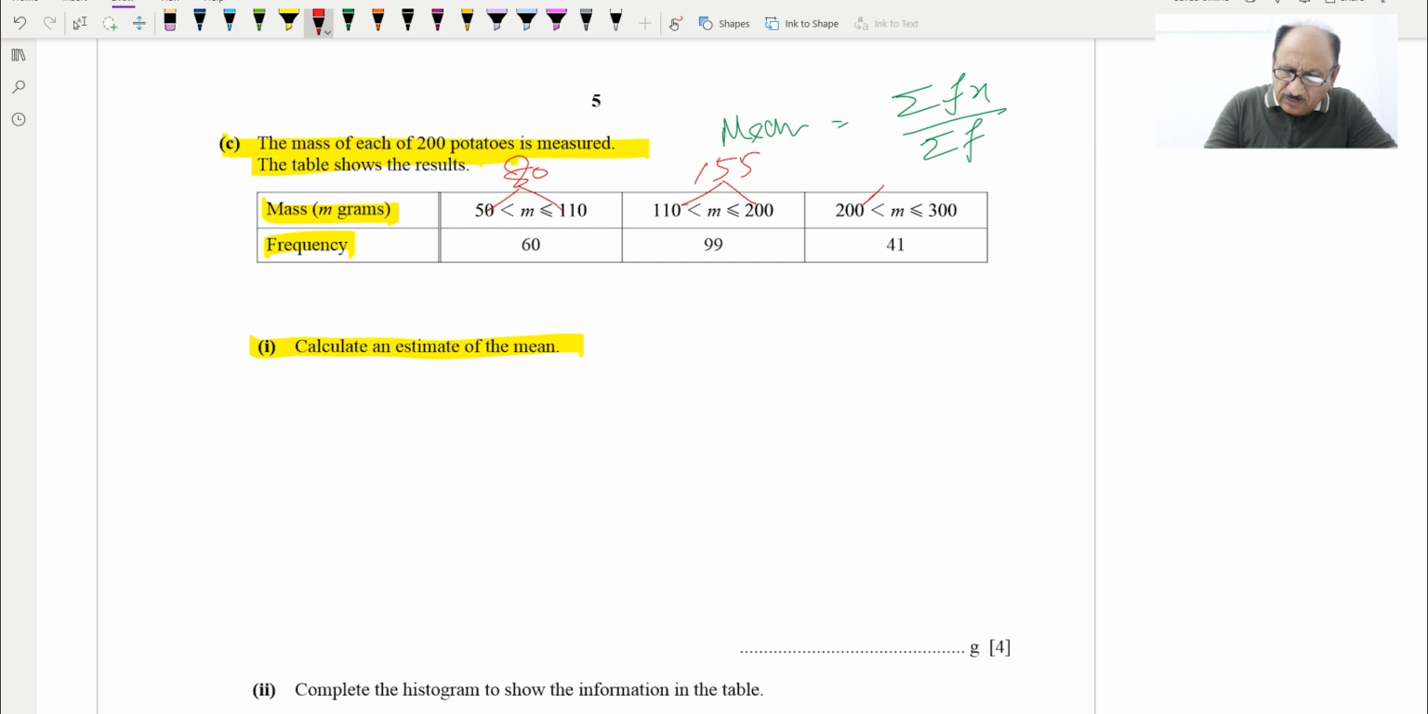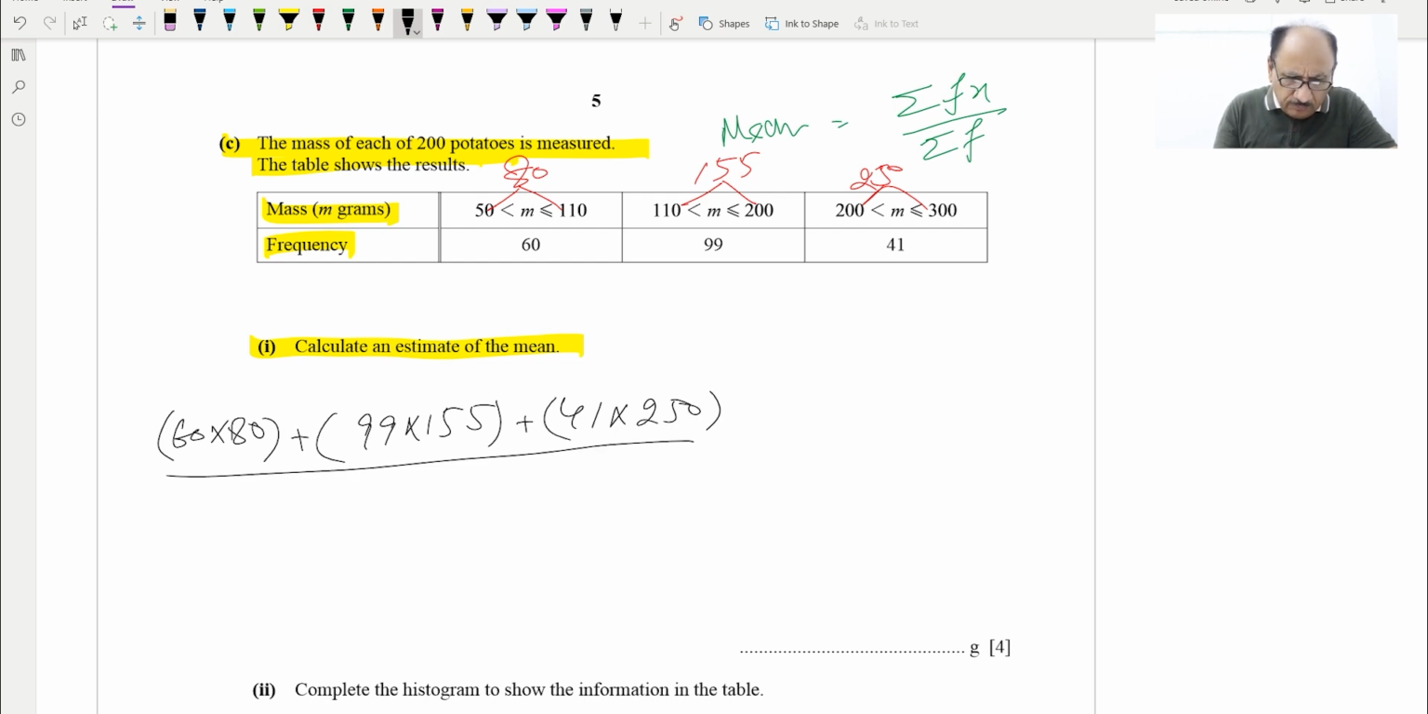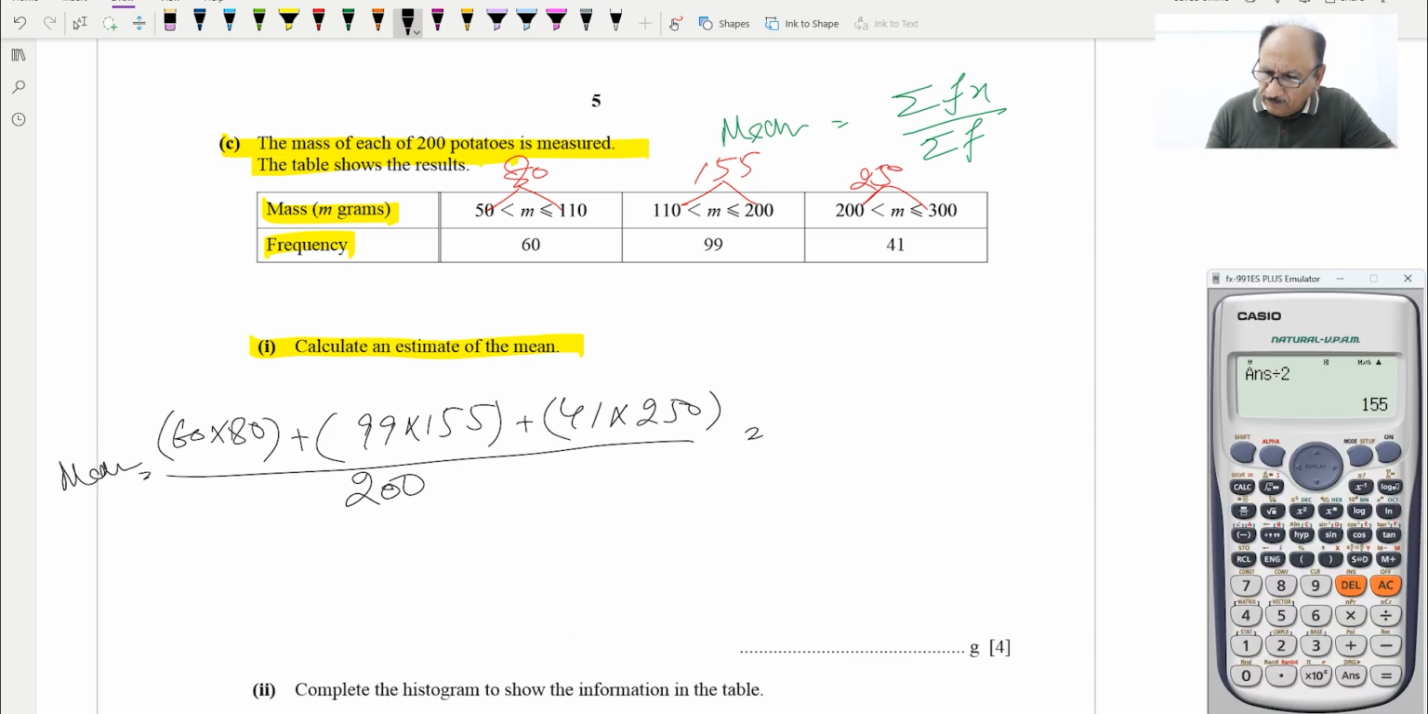Similarly, we can check for the middle, which will be 250 in this case. And now we can multiply: 60 into 80 for the first one, plus 99 into 155, plus the last one, 41 into 250, and divided by the sum. The total is 200. So we can write 200. This is like the mean value, which is equal to this one.